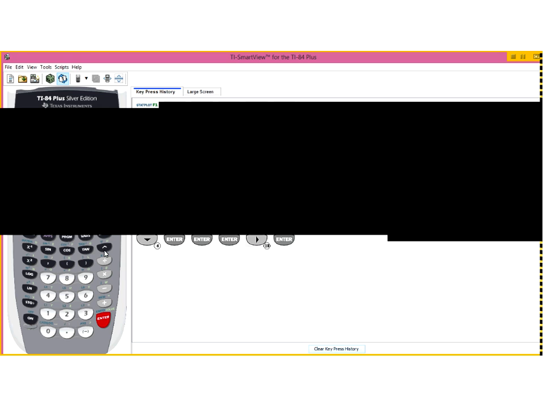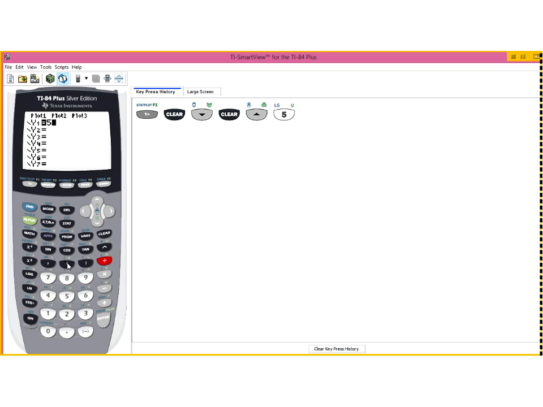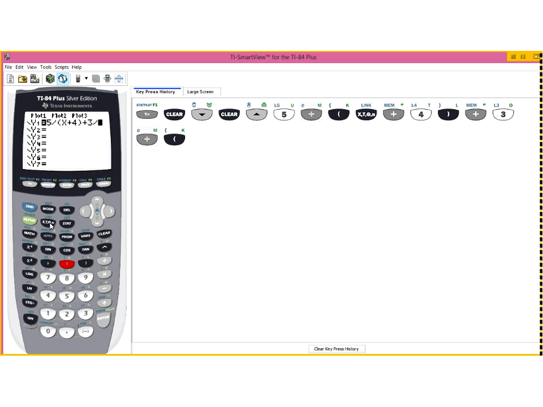Okay, so I'm going to go ahead and clear my problem from last time. 5 divided by, and don't forget parentheses around the denominator. You will not get the right answer if you do not put parentheses. Okay, so 5 over x plus 4 plus 3 over x plus 3.